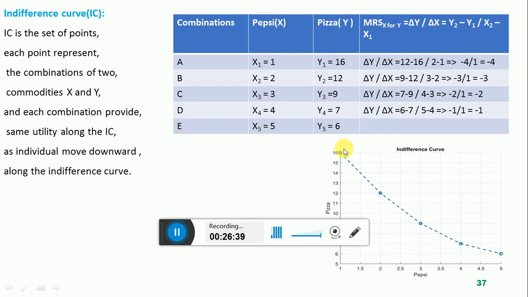So when we plot these points, this is actually the indifference curve. And why does utility remain the same? Utility remains the same because when pizza decreases, utility decreases, but when Pepsi increases, utility increases by the same amount. And this is the indifference curve, which represents the choice, the taste, or the preferences of the individual, what the individual likes to purchase, shown by the graph.